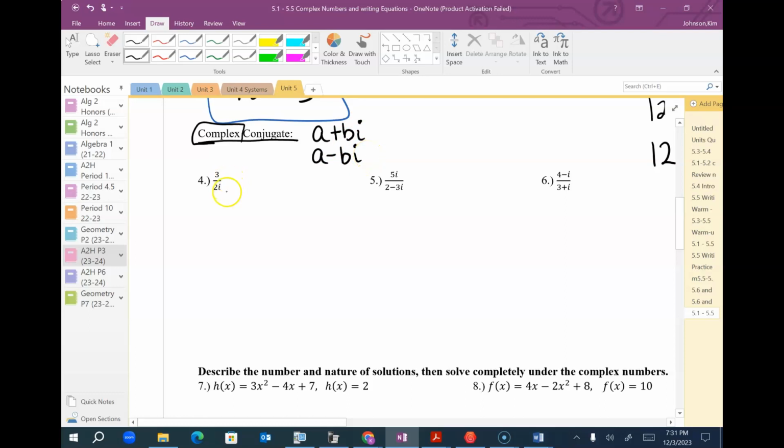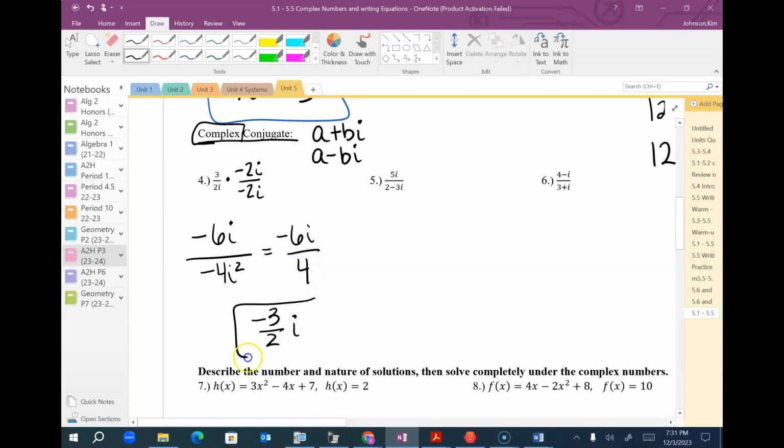So the complex conjugate of a plus bi is a minus bi. If I'm looking at 3 over 2i, I'm going to multiply the top and the bottom by the conjugate of the denominator. In this case, the denominator is 2i. The conjugate of that is negative 2i. So I multiply both top and bottom by negative 2i. The top gives me negative 6i. The bottom gives me negative 4i squared. This simplifies to negative 6 over 4, and that simplifies to negative 3 halves i. So negative 3 halves i is your final answer.